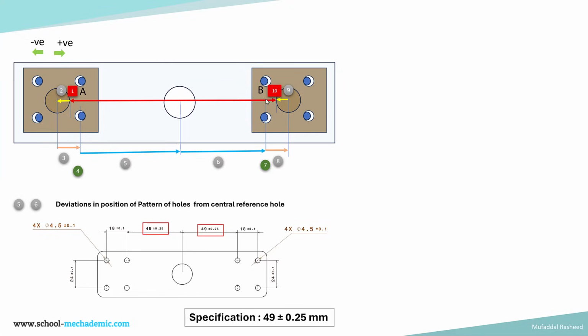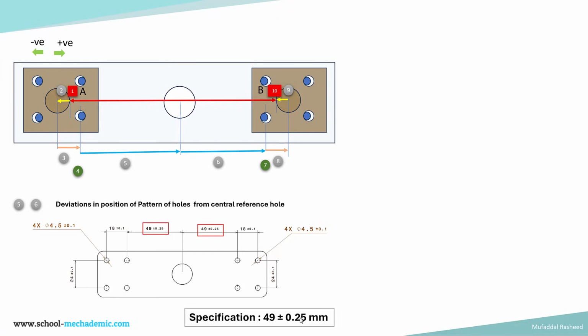And then finally we calculate the deviations of specifications 5 and 6, which is shown over here, which is nothing but the location of the two patterns of holes with respect to the central locating hole, which is 49 plus or minus 0.25 and 49 plus or minus 0.25, that is 5 and 6. Deviation in position of the pattern of holes from central reference hole. So specification number 5 and 6 is 49 plus or minus 0.25. Now we have the specifications from 1 to 10.